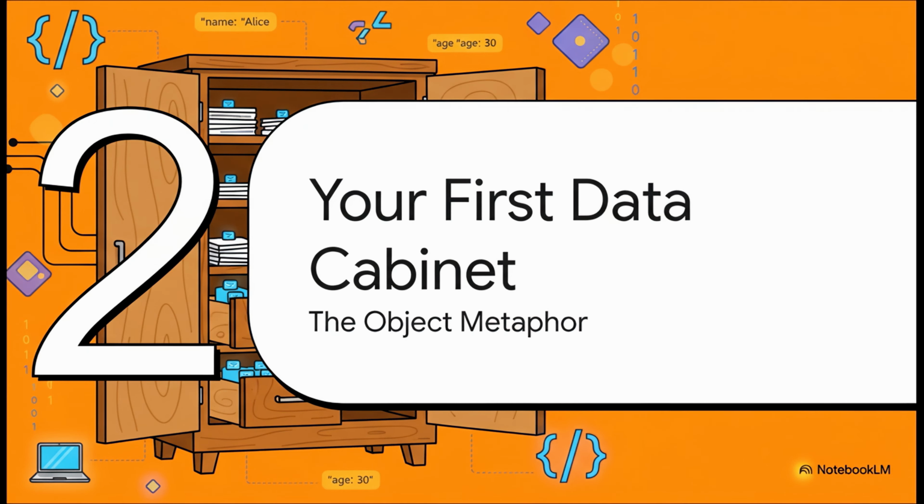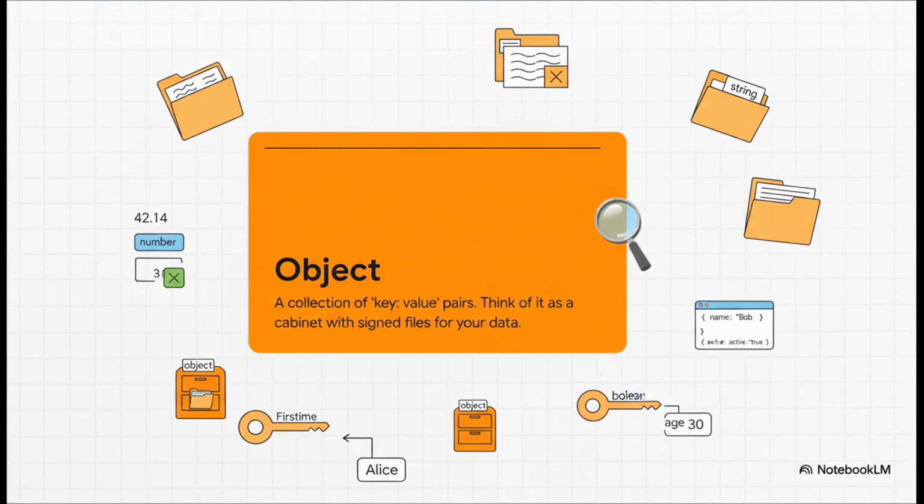Okay, to really make this idea stick, I want you to use a metaphor. Just for today, let's imagine a JavaScript object is basically a data cabinet. So what's inside this cabinet? Well, an object is really just a collection of these key value pairs. The key is like the label you'd write on a file folder. It's just a string that tells you what's inside. And the value, that's the actual data in the folder. And that value can be, well, pretty much anything. A piece of text, a number, a true or false, you name it.